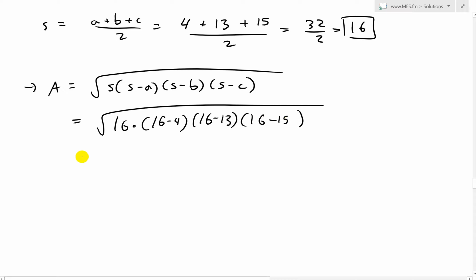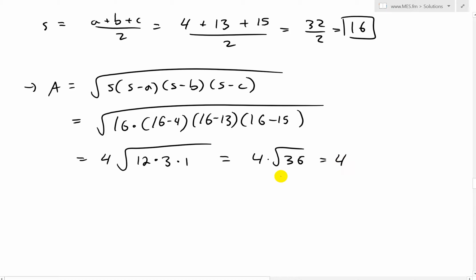So this is equal to, well, the square root of 16 is just 4, let's get that out of there right now. Then we have the square root of 16 minus 4, which is 12, times 16 minus 13, which is 3, and then 16 minus 15, which is 1. So what we end up having is 12 times 3 is 36. So 4 times the square root of 36, and the square root of 36 is just 6, since 6 times 6 is 36.